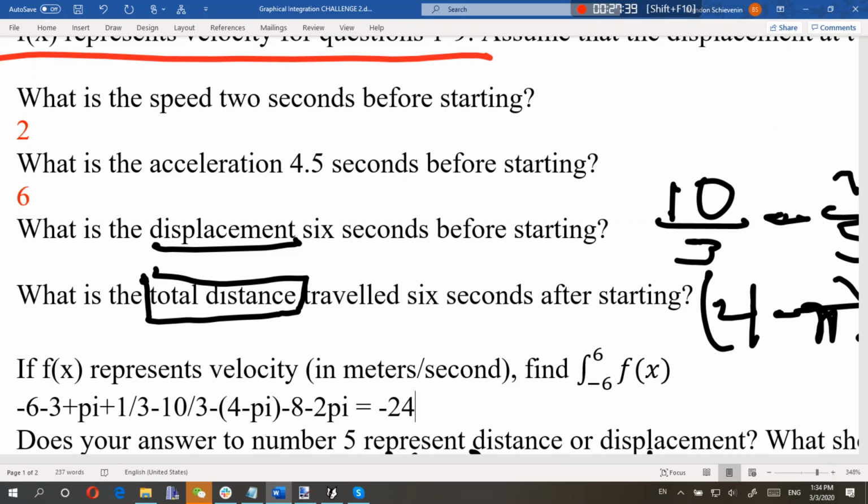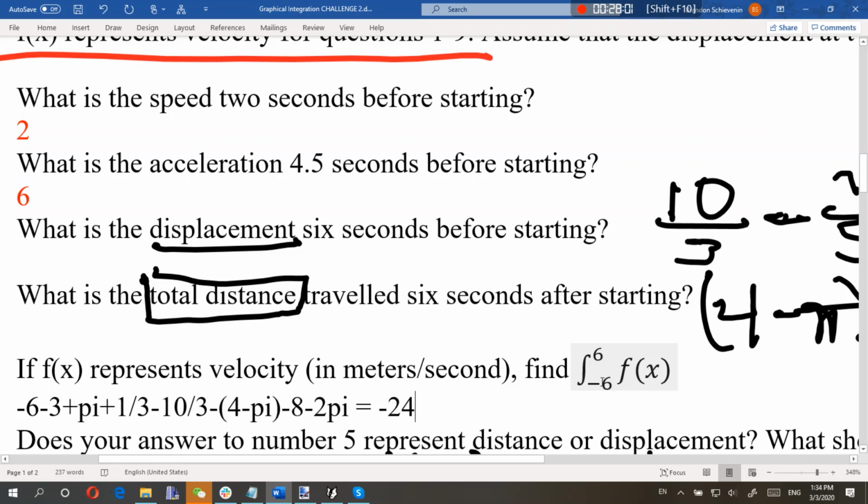Okay, then I've got all my pi's. So this is positive pi plus pi, because I distribute that negative, is 2 pi. Minus 2 pi cancels. So my total displacement, which is the integral from negative 6 to 6 of my velocity, would be negative 24.